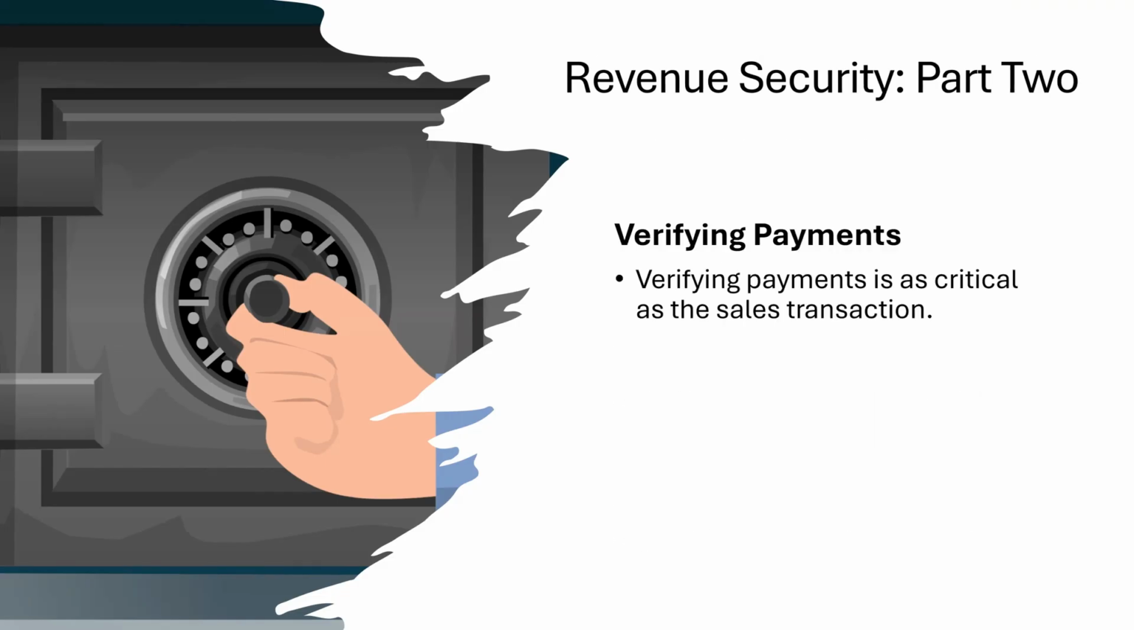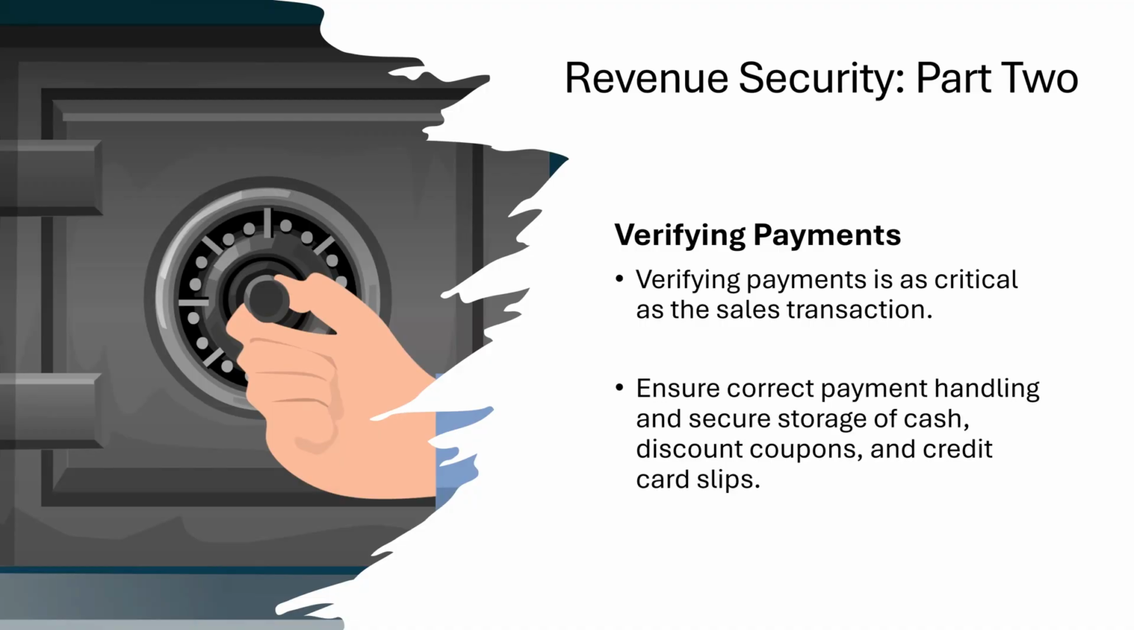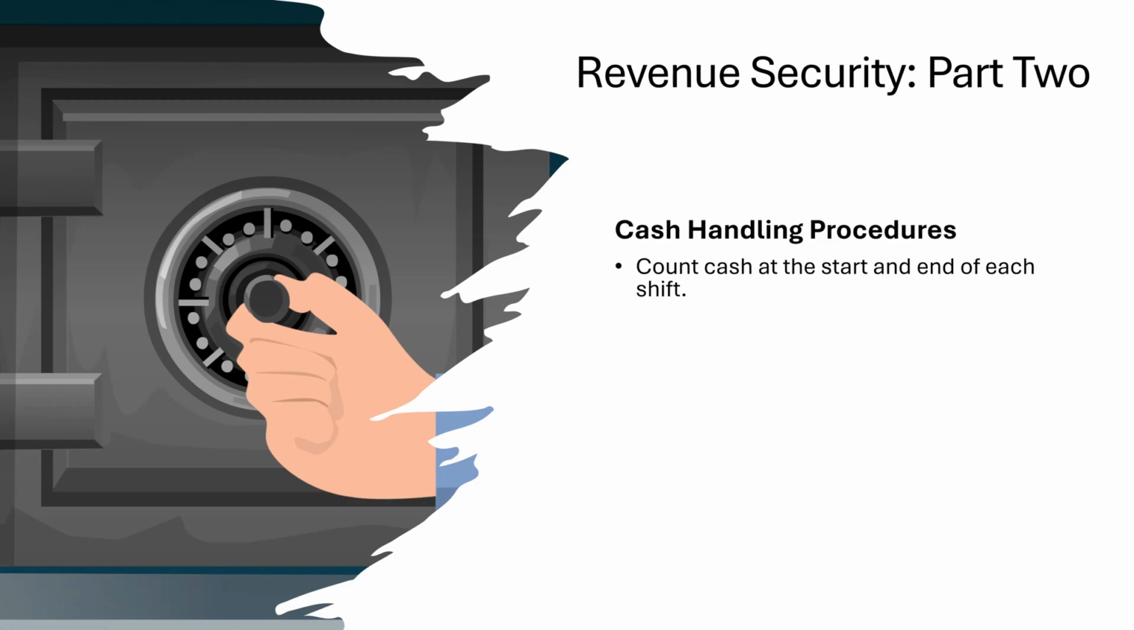So verifying payments, right? Verifying payments is as critical as the sales transaction. Ensure the correct payment handling and secure storage of cash, discount coupons, and credit card slips, right? That we have that available. Cash handling, right? Count cash at the start and the end of each shift, right? We've got to know what's in the register. Most of our point of sale systems know that, but physically knowing what it is is paramount as well. Limit the voiding of register overrings to managers, right?